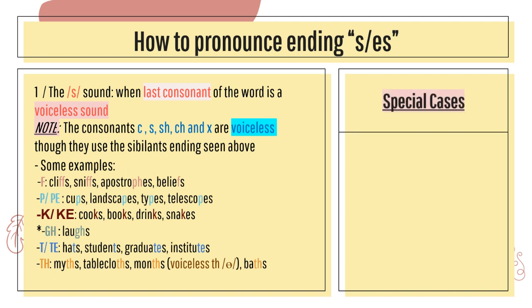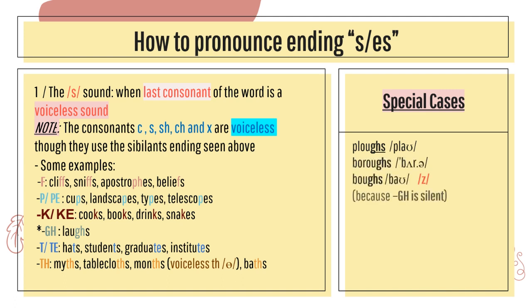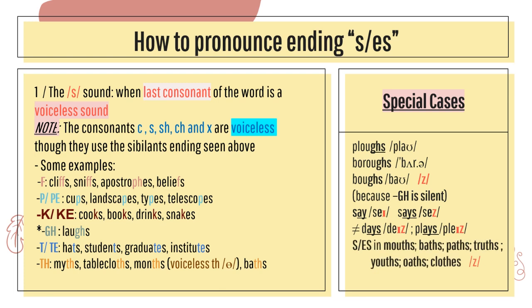There are also special cases for you. We have blouse, borrows, bows. Because the suffix ch, or we can pronounce g, is silent, so we use Z, like says, and we have other cases like say to says, days, blaze. The S or ES in mouths, baths, paths, truths, youths, oaths, clothes, we consider it as Z.